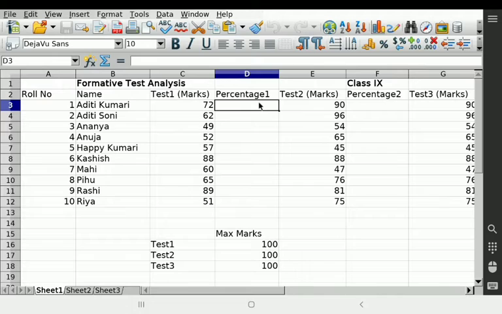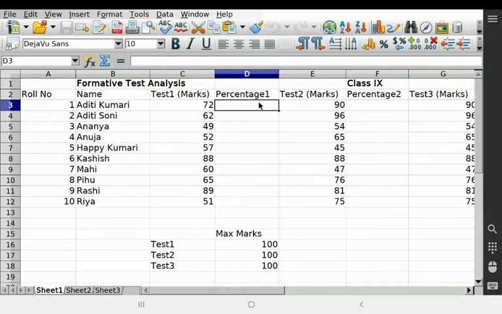Now what will you do in the mixed referencing? So first you should know about mixed referencing. A mixed referencing is a combination of relative and absolute cell references. That's why it is called mixed referencing. Here both references you can use. And how will you use? You can see here.